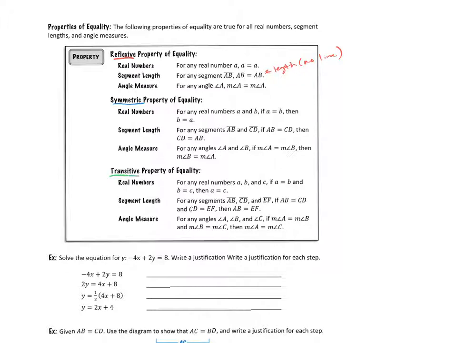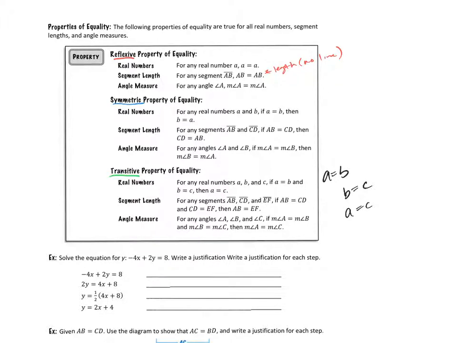And in our transitive properties of equality, this is going to remind you a little bit of the law of syllogism. So if A equals B and B equals C, then we can say that A equals C. Same thing with segment lengths. If the first one equals the second and the second one equals a third, then the first equals the third. Same for angle measures.